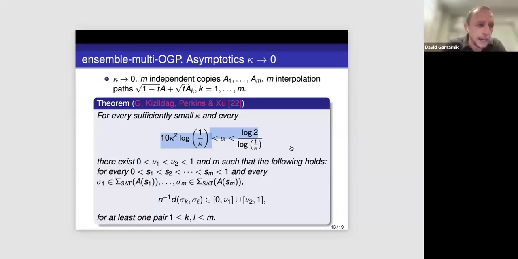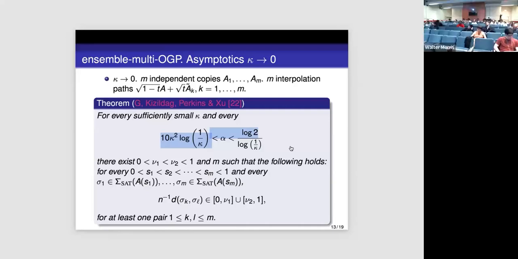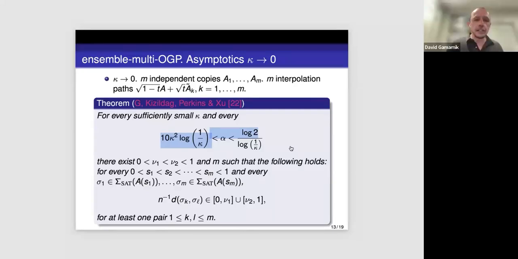Admittedly, that happens provided kappa goes to 0. So this is an asymptotic statement, but it will be helpful for us. Here we have this new threshold, kappa squared log 1 over kappa. It has the property that once alpha is larger than this threshold, some bizarre overlap gap property happens for the m-tuples or k-tuples of solutions. Why is it important? Because even for these k-tuples of solutions, this multi-OGP is still a barrier to algorithms, right?